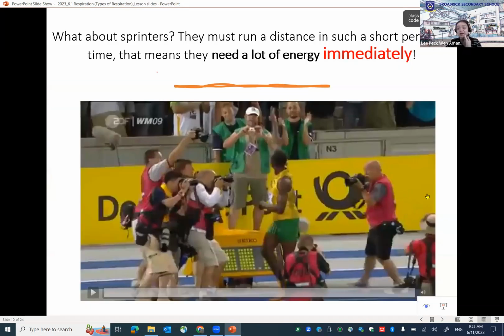Okay, so you can see, right? The time that he took to run his sprint was like 9.53 seconds, and that's really very, very fast. So his thigh muscles probably need a lot of energy and almost immediately.